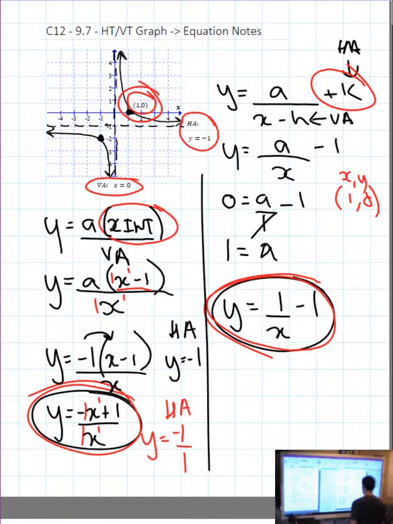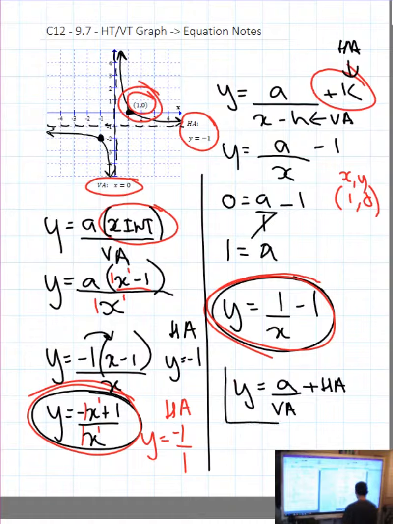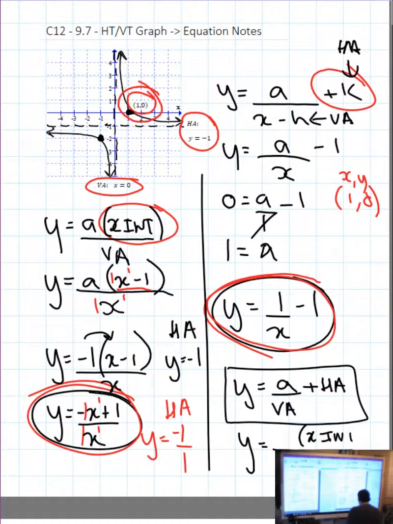So just to review, we have y equals a over the vertical asymptote plus the horizontal asymptote as one of our forms. And we have y equals the vertical asymptote still on the bottom, but we're going to put the x-intercepts on the top, and then we're going to choose an a value that contributes to our horizontal asymptote.